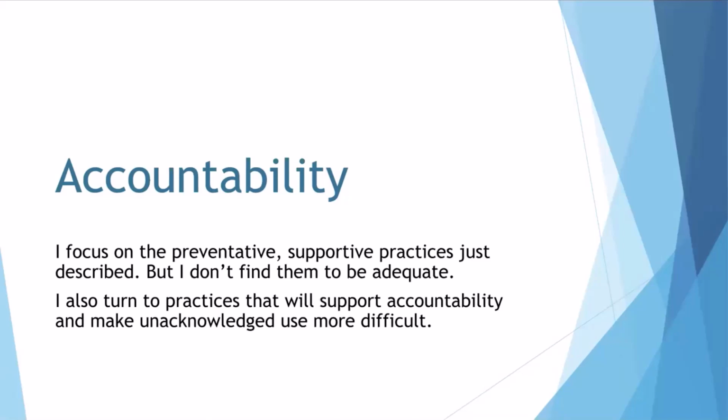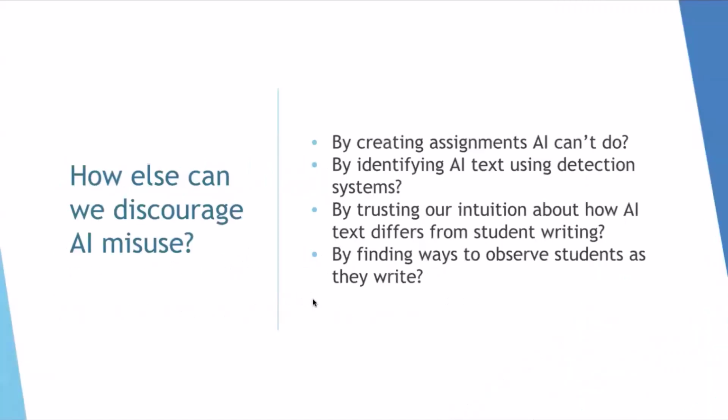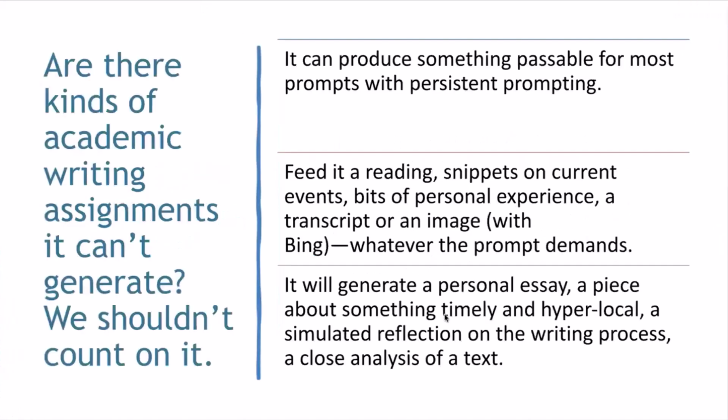It is much easier to use AI than other forms of cheating, I would say. And I also think we need some practices that support accountability beyond good pedagogy. And I'm sure you're aware that this brings up a lot of thorny questions. How can we discourage AI misuse? Can we create assignments AI can't do? Can we detect AI text? Can we trust our intuition to tell what's AI and what's not? Should we be finding ways to observe students as they write, right? So we've heard a lot of discussion about these possibilities and continue to hear it.